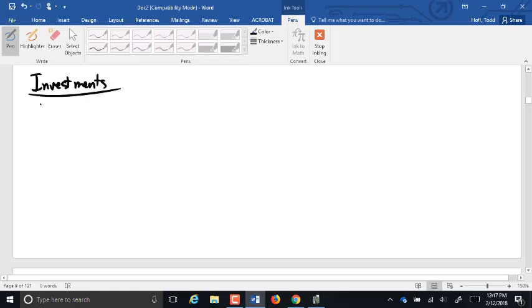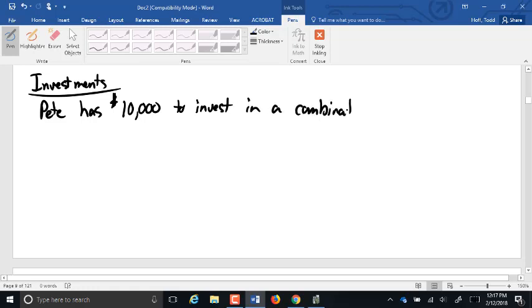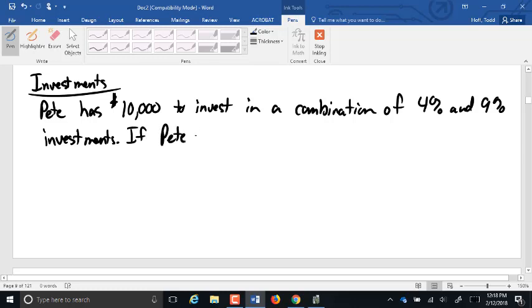So let's say that Pete has $10,000 to invest in a combination of, let's do 4% and 9% investment. Now you might ask, why would Pete not just put it all in the 9%? Well, there's probably risk factors, a chance of loss or whatever that goes along with each of them.